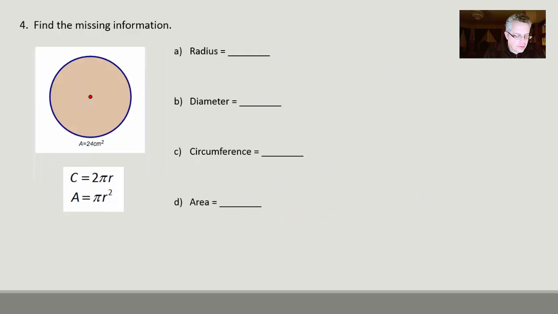All right, all of that we did in class. This is kind of new. This one right here, we didn't do this in class. And this is kind of like the last thing in this. Given the area, we got to find everything else. So this time the area is 24 centimeters squared.